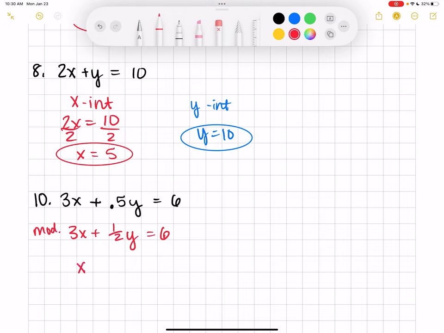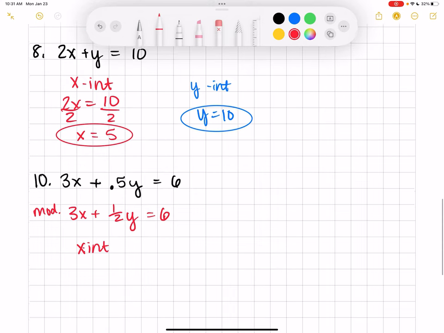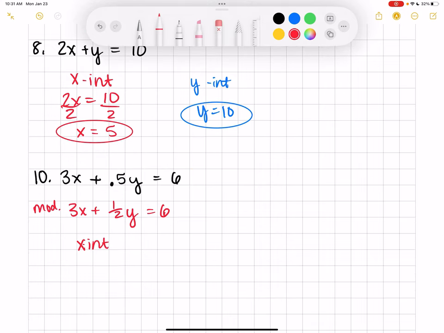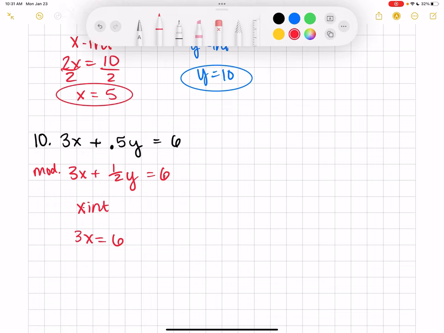So let's do x-intercept first. What would my new equation be to solve for the x-intercept? 3x equals 6. And then how do I solve for it? Divide by 3. So x is equal to 6 divided by 3 is 2. So my x-intercept is 2. How about y? 1/2 y equals 6.